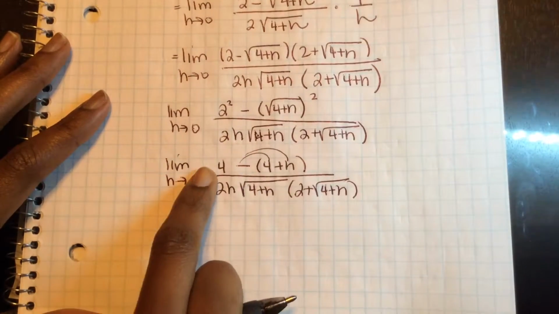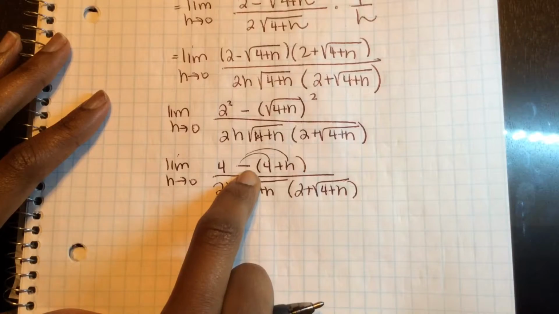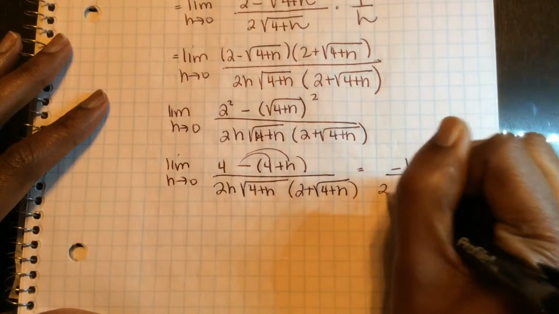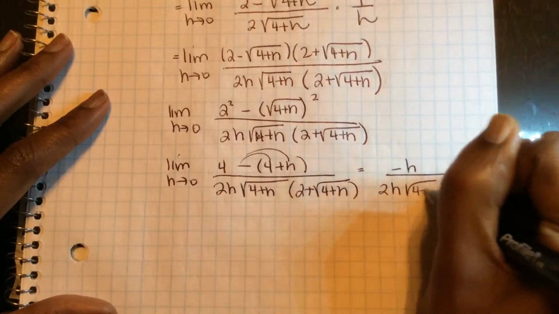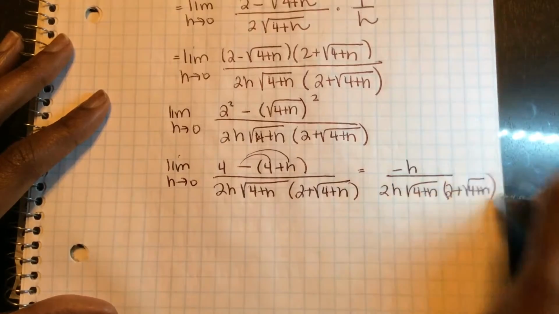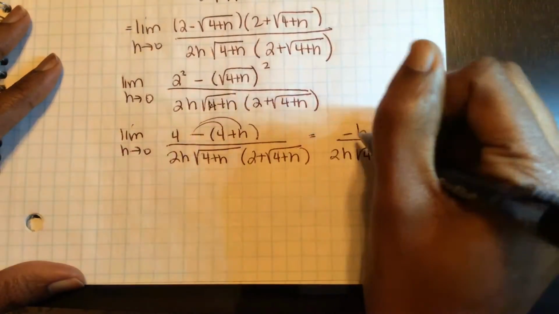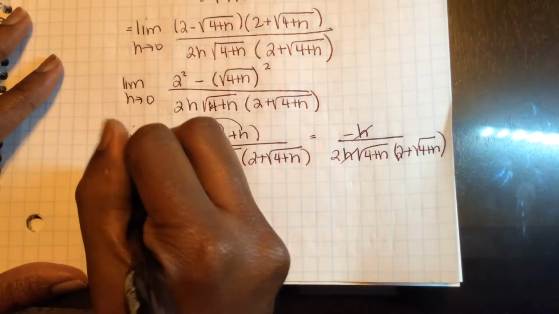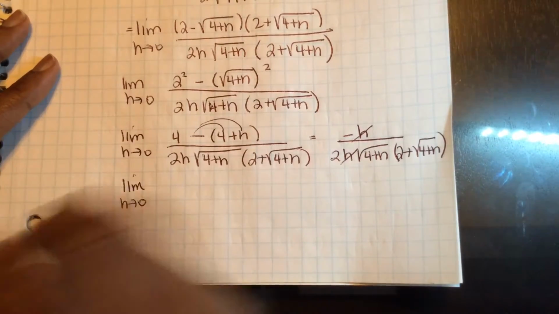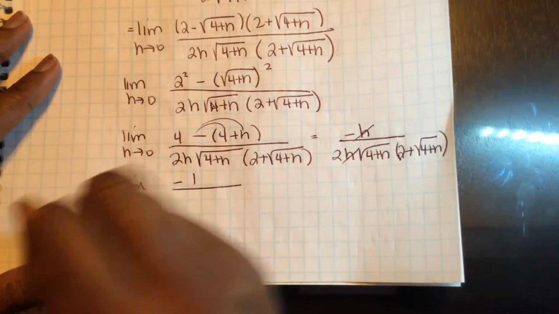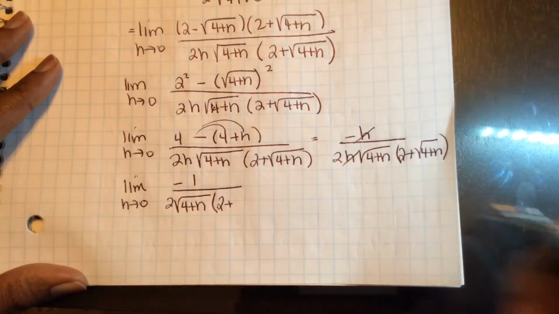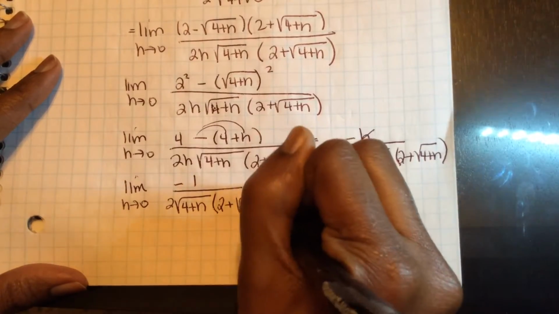Distributing this negative, 4 minus 4 cancels, and then I'm left with negative h over 2h square root 4 plus h times 2 plus square root 4 plus h. So now that I've done that, my h's cancel. I've got the limit as h approaches 0 of negative 1 over 2 square root 4 plus h times 2 plus square root 4 plus h.